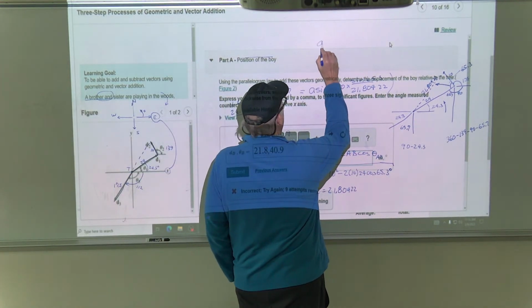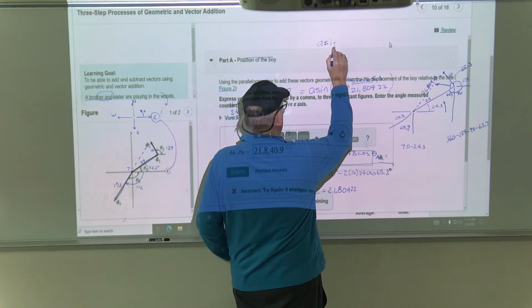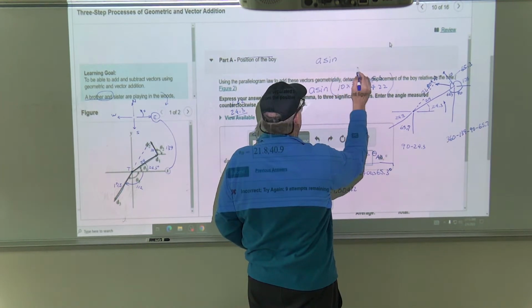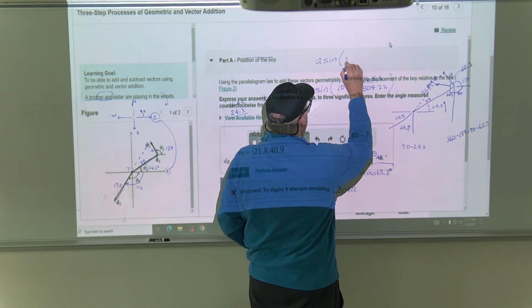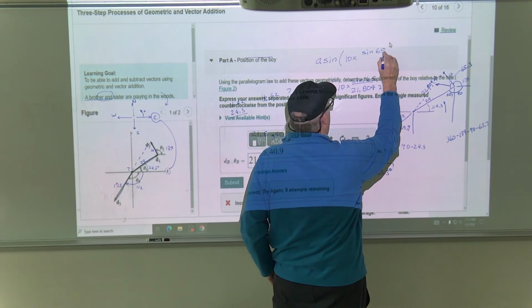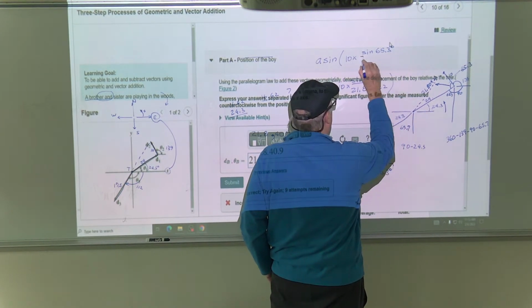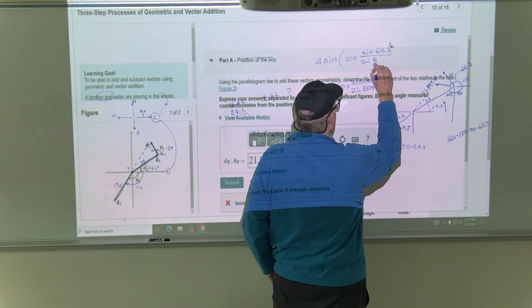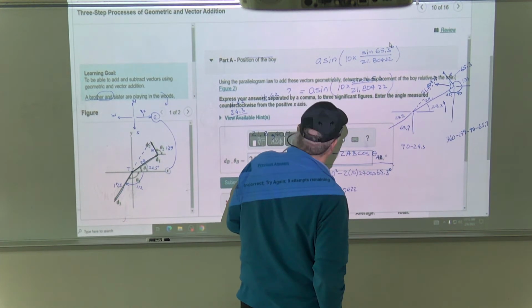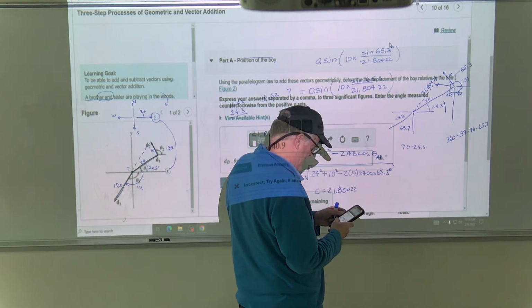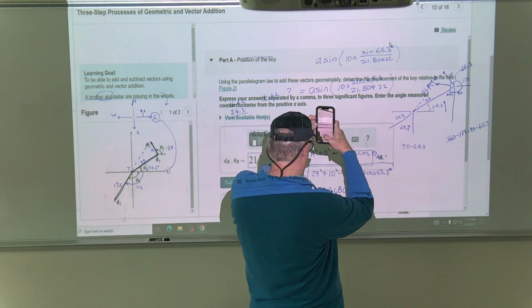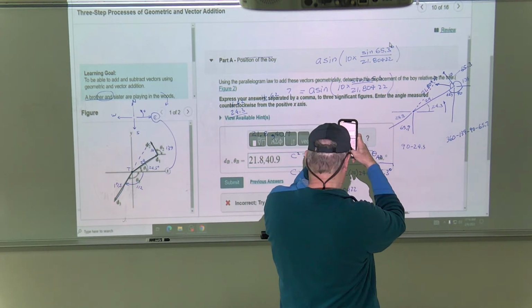Okay, so I'll do it again. Arc sine. It may not like that. Arc sine of 10 times the sine of 65.3 degrees over 21.80422. Let's try that. Yeah, it did that. I don't know if it's even going to be able to see this.